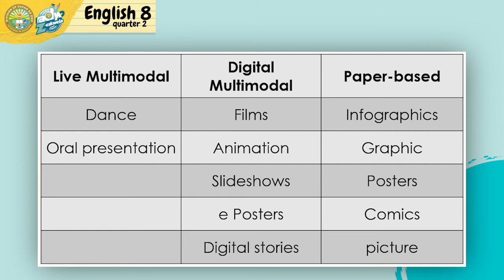Under the type of paper-based multimodal text, we have 5 examples. 1 is infographics. 2, we have graphics. 3, we have posters. 4, we have comics. And we have pictures. Now all of these are the types or the examples that we were studying this afternoon.